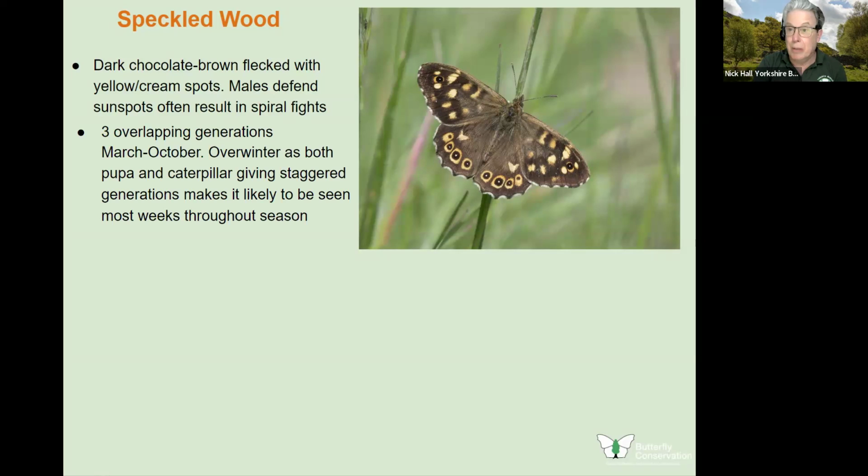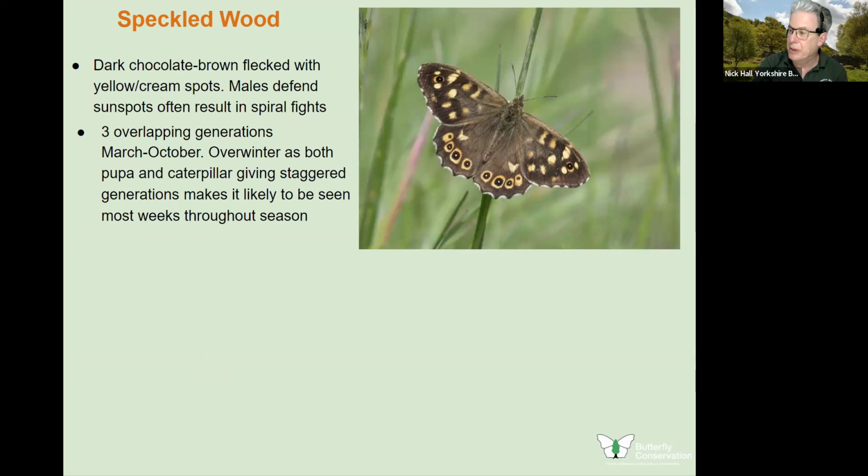Its life history is quite complicated. So you have 3 overlapping generations, all the way from March to October. But they overwinter as both pupae and caterpillars. So you get somewhat staggered generations. At the moment, and it's quite surprising, the reports coming in from our transects are quite startling. People are getting more than double the number they normally get at this time of the year.